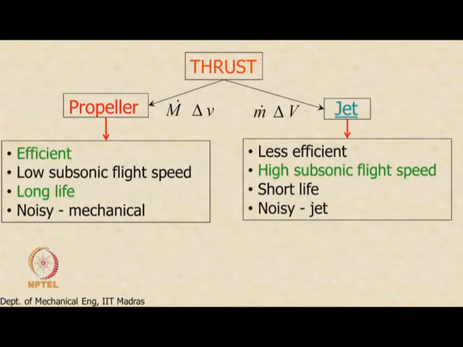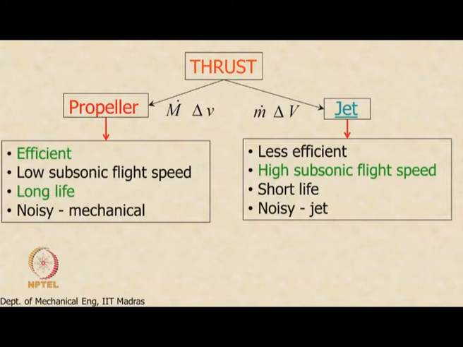Now, the short life is due to the operating environment of the jet engine. Because we are trying to impart a very high velocity to the jet, we need to actually heat the jet. We will see that in a minute. Because the engine has to handle, or is exposed to, high temperature, the life of the engine goes down. Because the propeller handles only cold air and is not exposed to high temperature, it has a long life. In contrast, this has a short life.